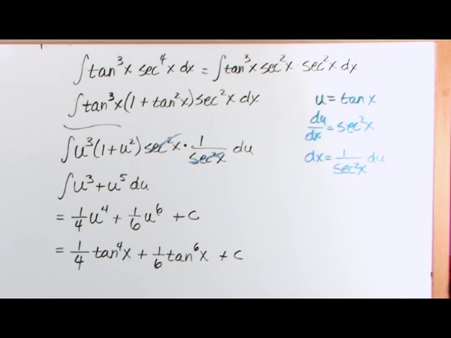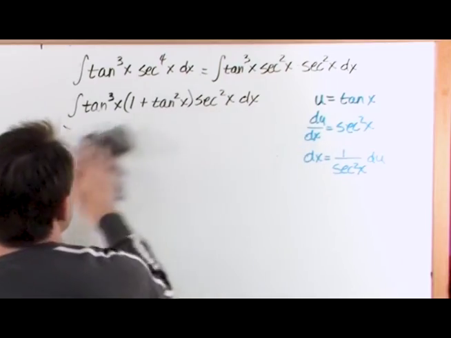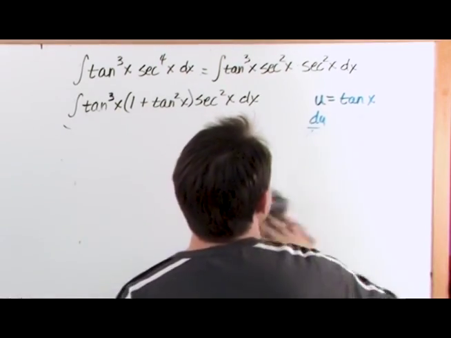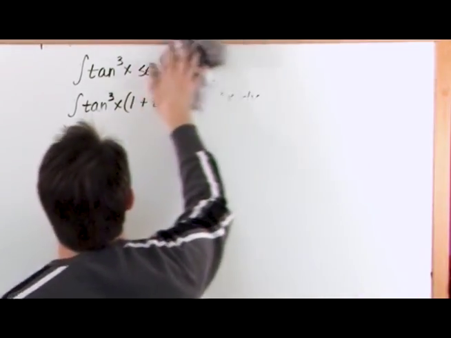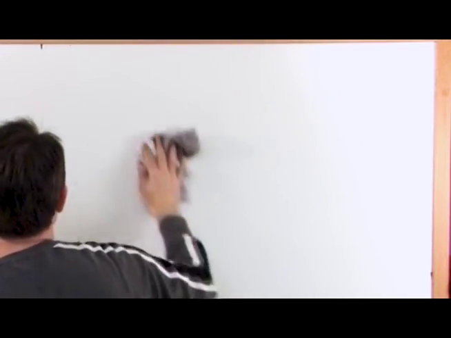1/4 tangent to the 4th power of x plus 1/6 tangent to the 6th power of x plus a constant. Okay, so you see that these problems are really just an exercise in your identities, and also an exercise in patience, because the first thing you need to do is try about 3 or 4 different ways that don't work.